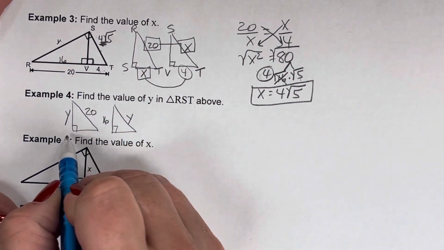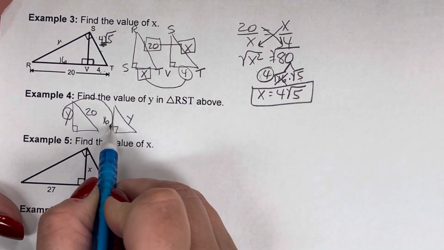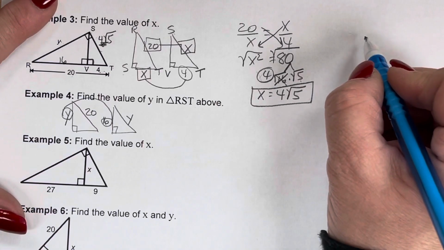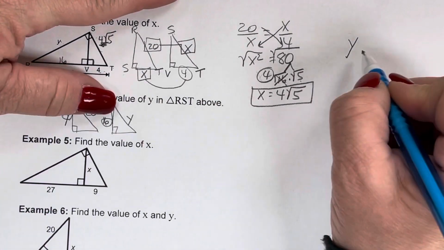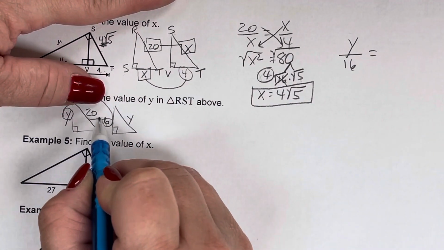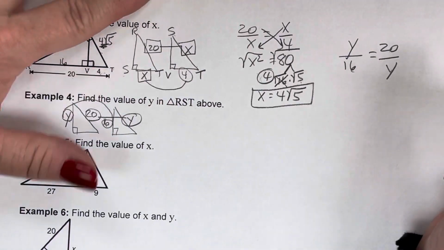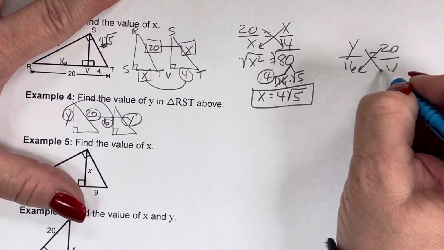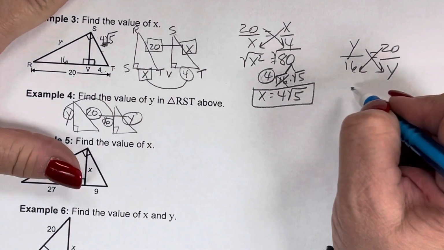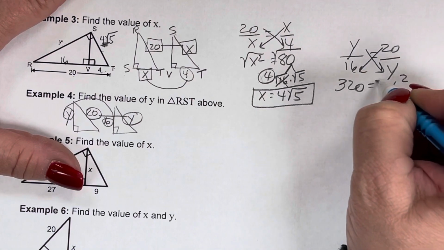So now when you set that up, y side goes with side. So we put it over here. Y over 16 equals 20 over y. Cross multiply. 20 times 16 is 320, equals y squared. Square root.